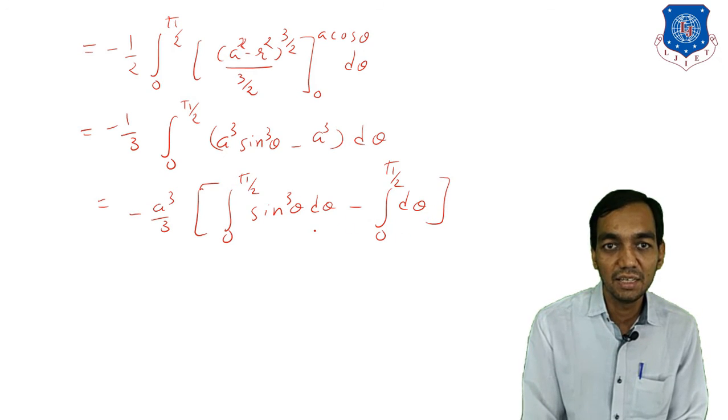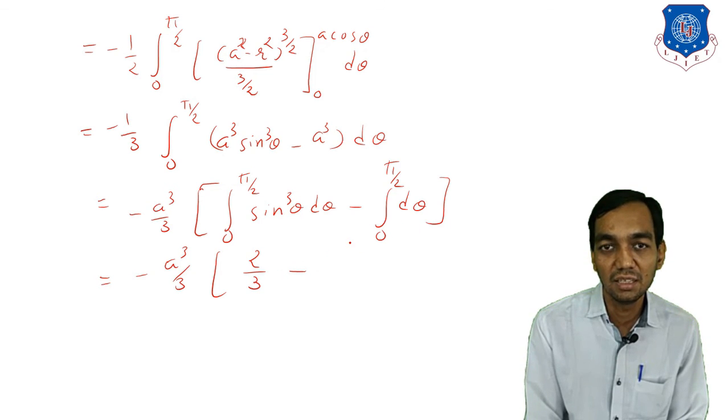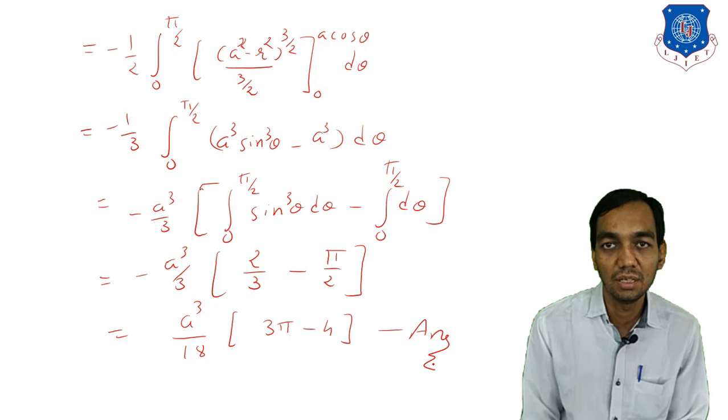Now see, this is directly integrable, and here we are going to apply the reduction formula. Then it will give you a cube by 3, this has a value 2 by 3, minus theta, as the integration of d theta is theta, and if you substitute the limit, then we'll have pi by 2 minus 0. So we are going to take LCM and common out minus, that will give you a cube upon 18 into the bracket 3 pi minus 4. This is the answer for the given integration.